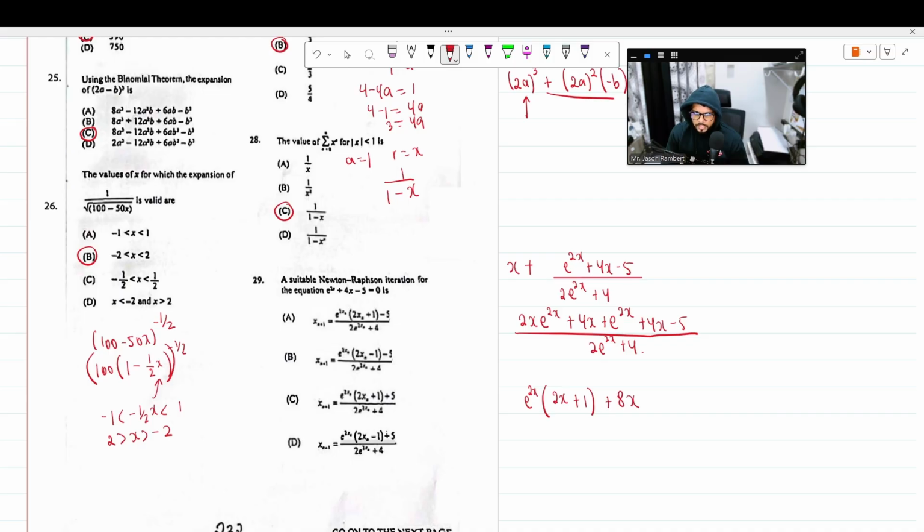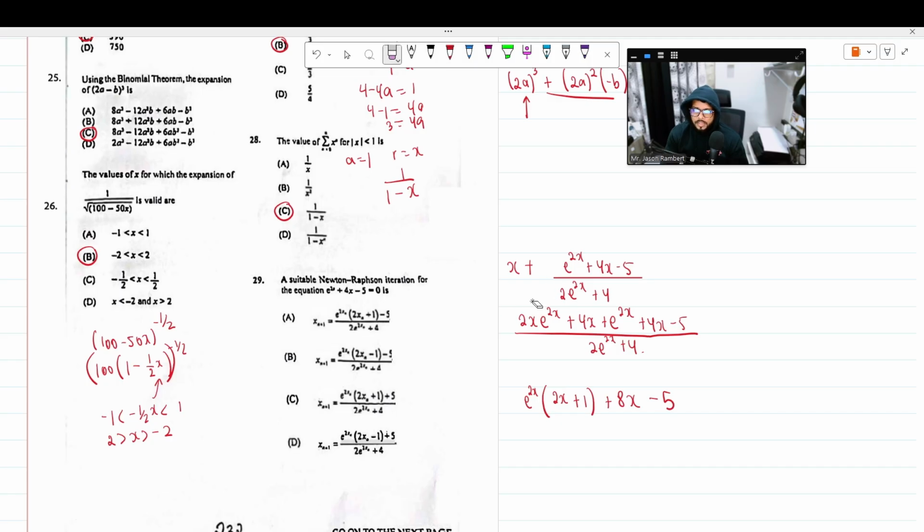plus 8x is plus 4, right? Yeah. Plus 8x minus 5. None of them giving me 8x. When I differentiate that, e to the 2x, I get 2e to the 2x plus 4, right? When I rearrange, I get 2x e to the 2x plus 4x plus e to the 2x plus 4x minus 5.